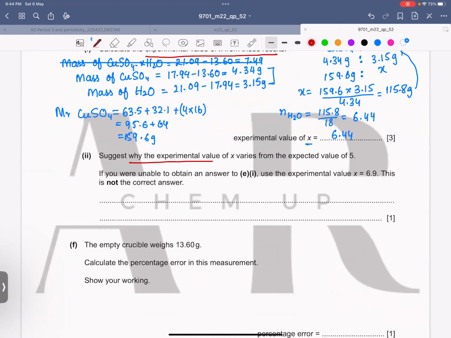Now, in the next part: suggest why the experimental value of X varies from the expected value of 5. If you were unable to obtain an answer to E1, use the experimental value X equal to 6.9. This is not the correct answer. So, okay, we have got the answer. Now we have to comment on why the value is greater.